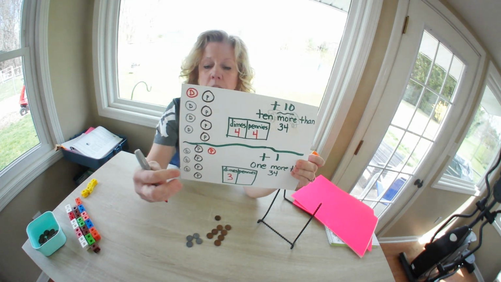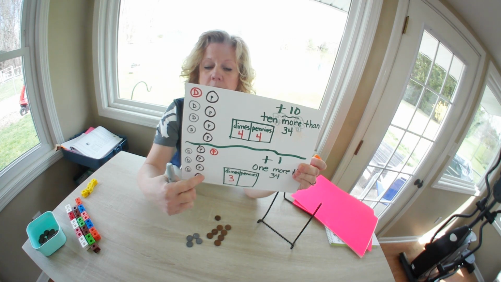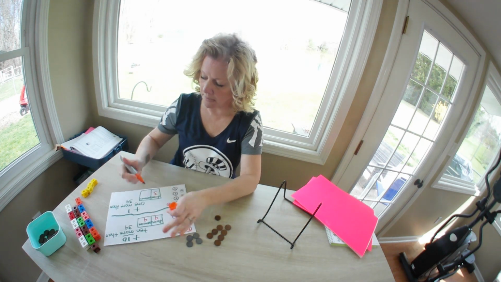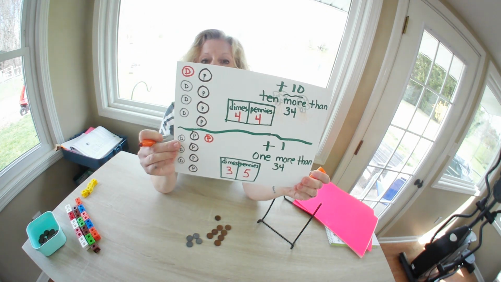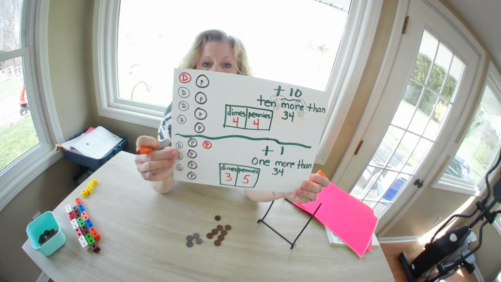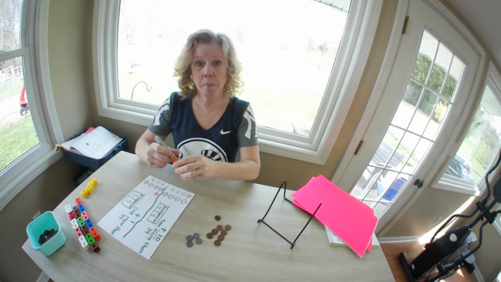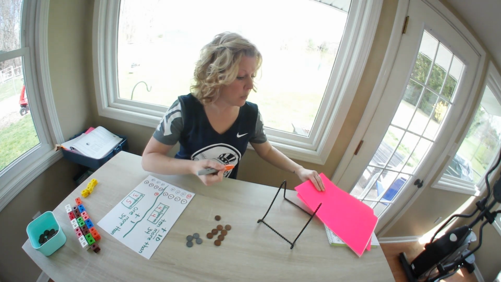But now how many pennies do I have? 1, 2, 3, 4, 5 pennies. So my answer is 1 more than 34 is 35. And that's how you do the plus 10 and the plus 1.